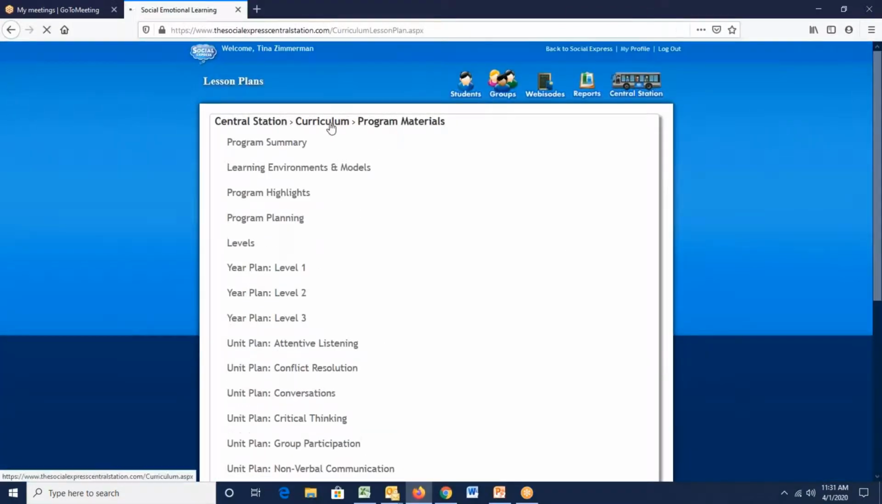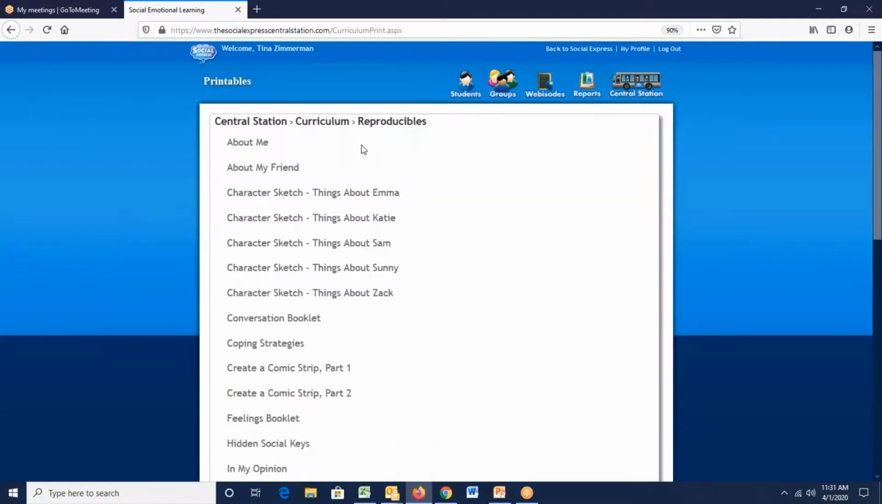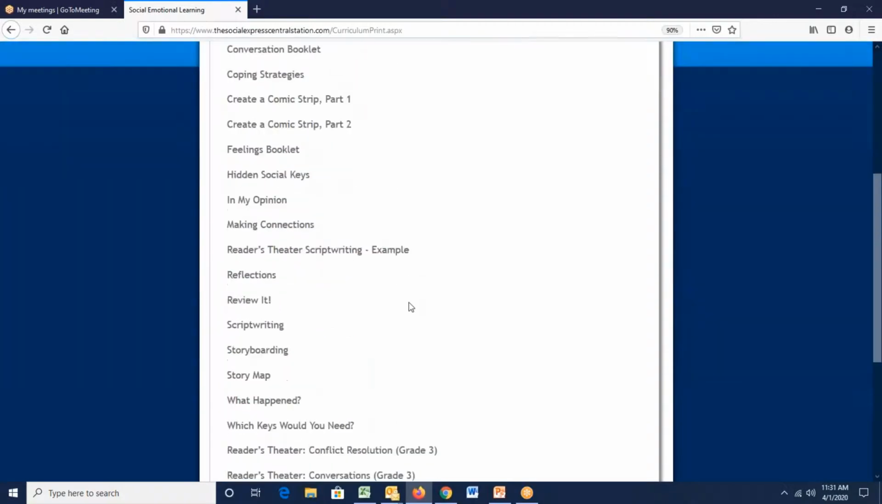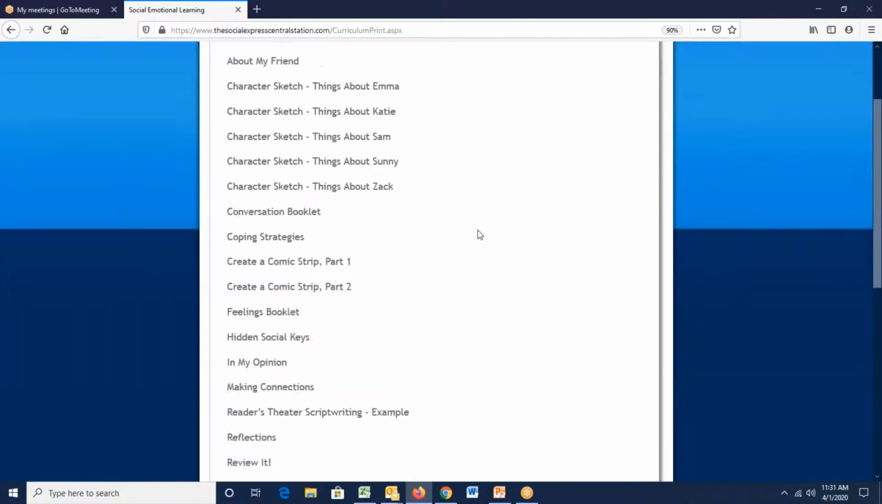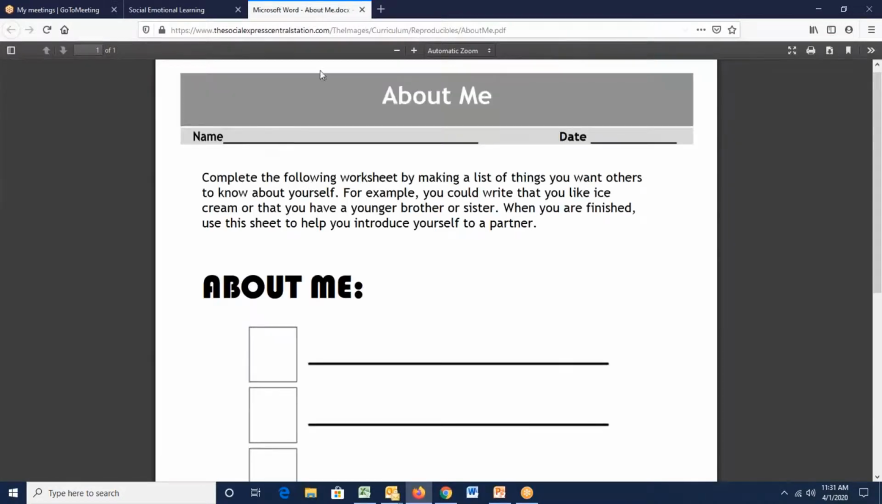I'm going to take a shortcut in curriculum where I am and go to the reproducibles. At the top of the page, they're easy, and then the worksheets get a little more complicated as you go down. So at the top here, we have about me and about my friend. It's just, what's your favorite color? Do you have a pet?